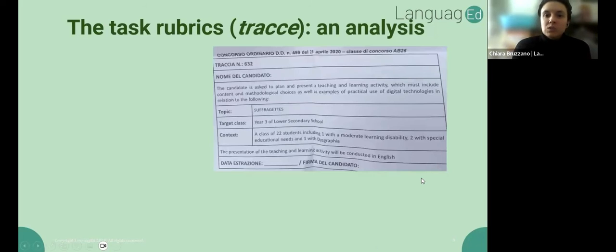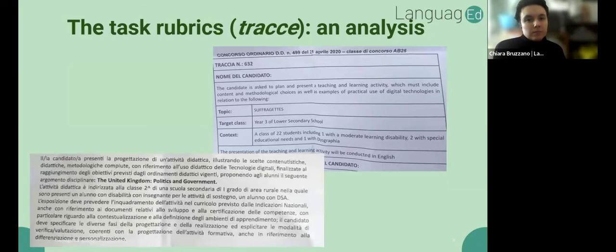So we've got the first one here, for AB25. The topic is the suffragettes. You have a target class, a context, some students with specific educational needs. Then we have this other traccia, and you're going to look at this and think it's quite different, the way that it's laid out even just on the paper, the way that it's phrased.